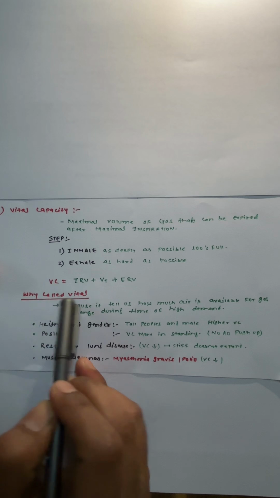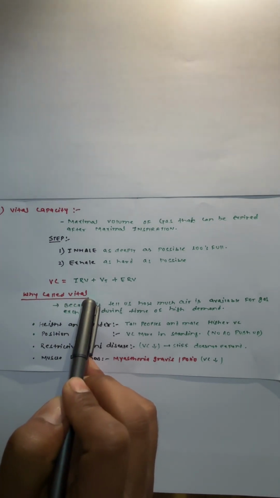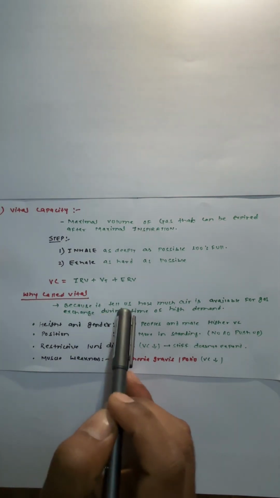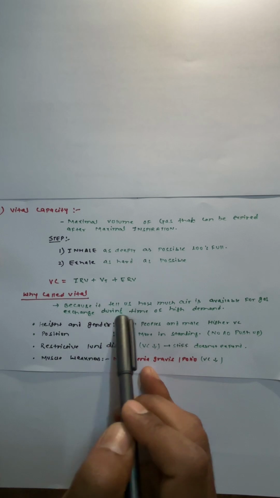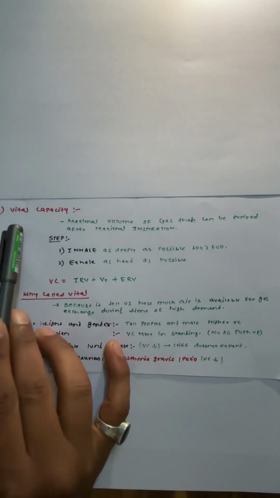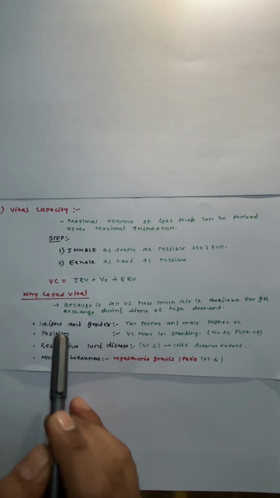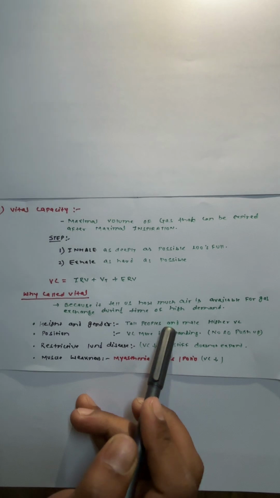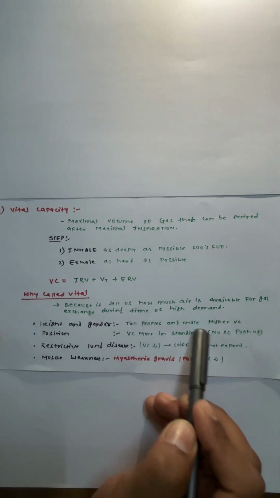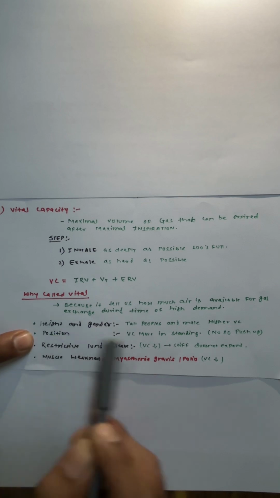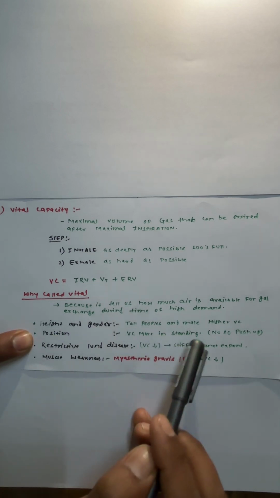Why is it called vital? Because it tells us how much air is available for gas exchange during times of high demand. Now we'll talk about vital capacity in different conditions. In case of height and gender, taller people and males have higher vital capacity. When you talk about positions, vital capacity is more in a standing position.